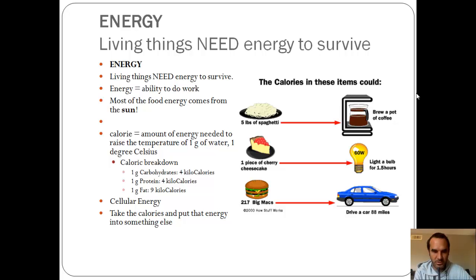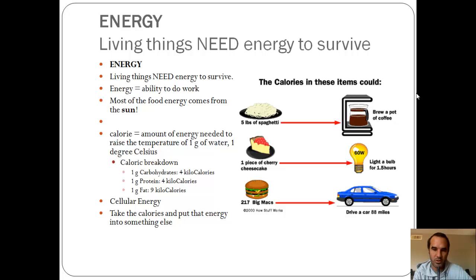Carbohydrates and protein have 4 kilocalories per gram. And then fats, because they have that long chain, they have the long fatty acid. That's just the carbon and hydrogen. You've got a lot of bonds there. You can pack a lot of energy in. They've got more calories per gram. So per weight, fat has more calories.